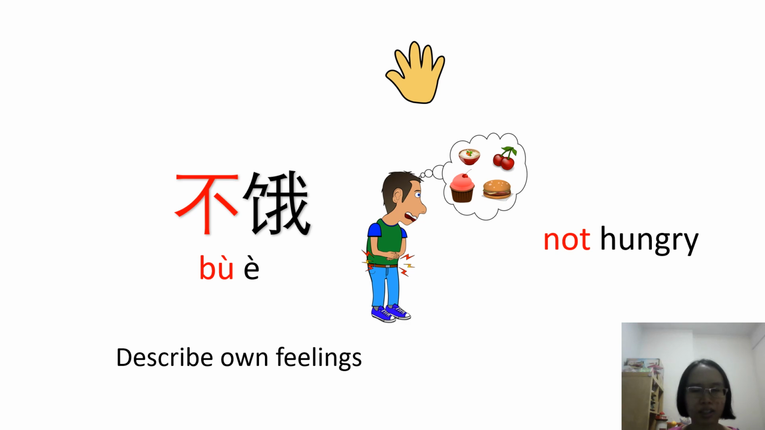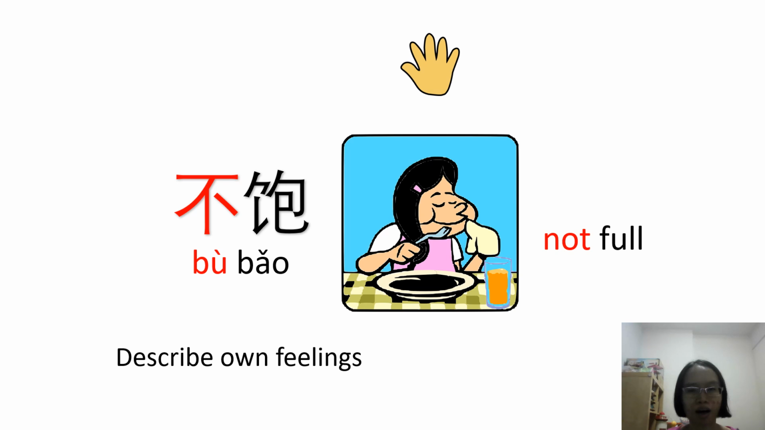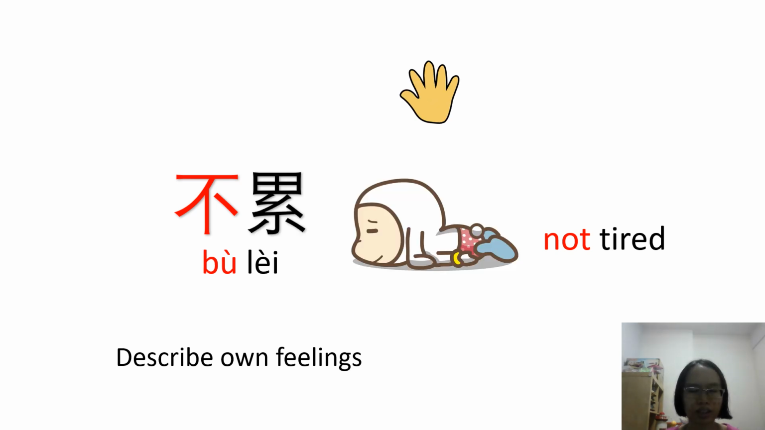Instead of 好饿, so hungry, when you add 不, it becomes 不饿, which means not hungry. Instead of 好饱, so full, when you add 不, it becomes 不饱, which means not full. Instead of 好累, so tired, when you add 不, it becomes 不累, which means not tired.